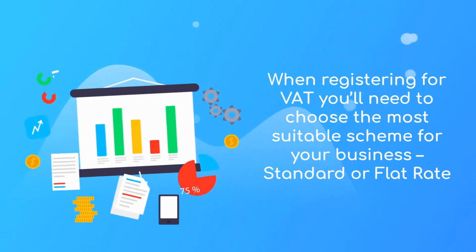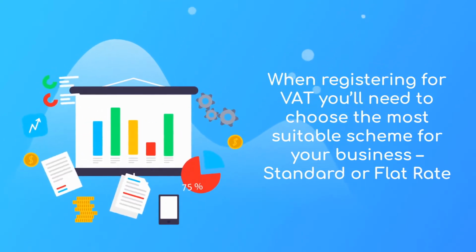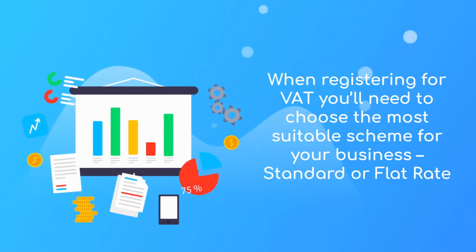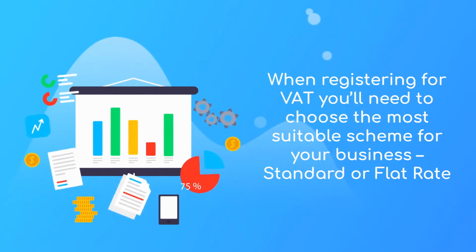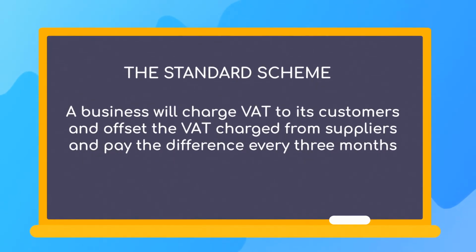When you decide to register for VAT, you'll need to choose the most suitable scheme for your business, as this can have a dramatic impact on your cash flow. There's a standard scheme and a flat rate scheme. The standard scheme is where a business will charge VAT to its customers, offset the VAT charged from suppliers, and pay the difference every 3 months.